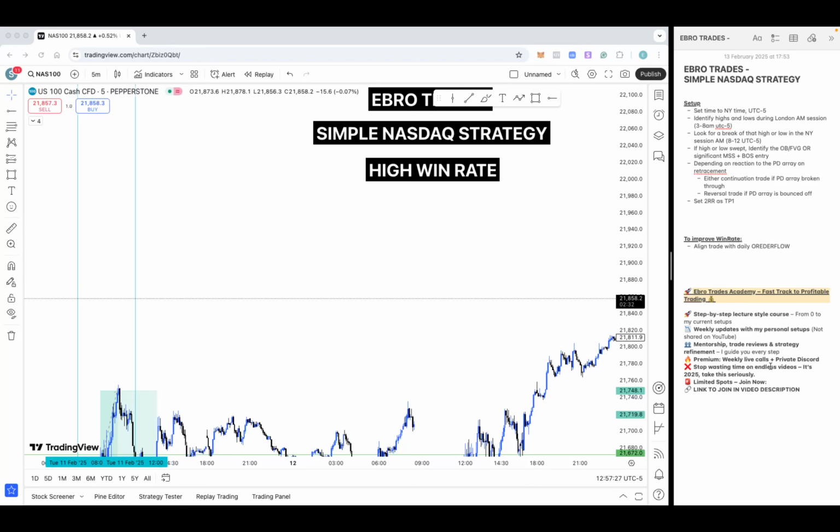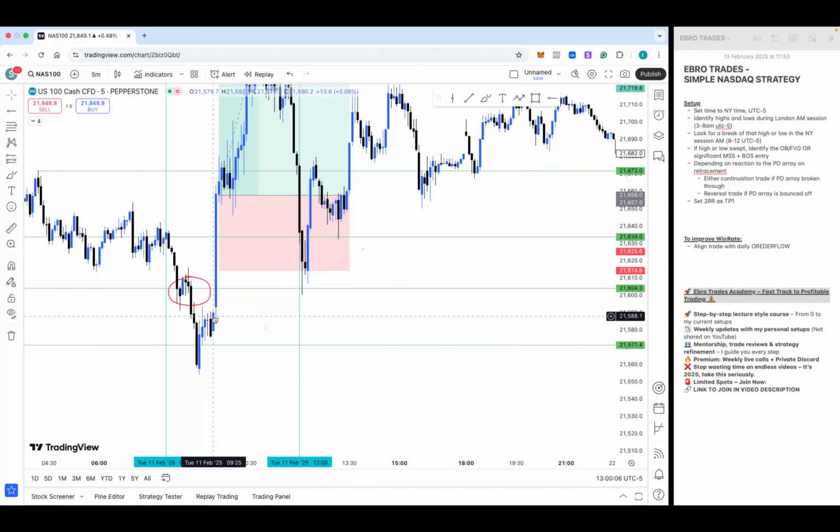I am now looking for an entry to go long, targeting the high. In this particular case, I know that a small fair value gap was formed here. So this over here is a very small fair value gap. And I see that when we hit the fair value gap, we continued straight through.